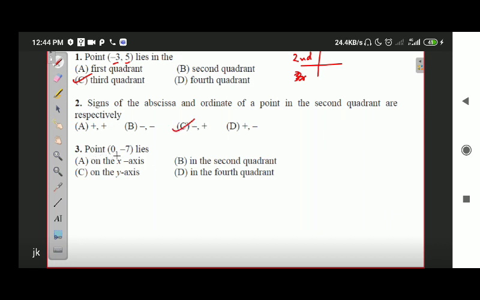Point (0, -7) lies on which axis? Okay, it does not lie on a quadrant, so these are null and void options. You just need to mention the axis, whether it is lying on the x-axis or y-axis. If the x coordinate is 0, then the point is going to lie on the y-axis. If the y coordinate is 0, then the point is going to lie on the x-axis. So for this one, x-axis.